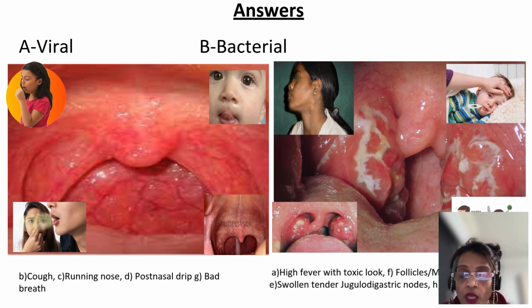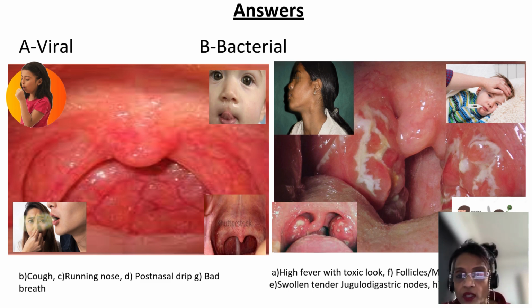Now here, high degree of fever with toxic look is a feature of bacterial etiology. The presence of follicles on the tonsil is a feature of bacterial etiology. Then the presence of tender jugulodigastric lymph nodes is also a feature of bacterial etiology. And nausea and vomiting also is a feature of bacterial etiology. So this is how we differentiate sore throat associated with fever into viral etiology and bacterial etiology.